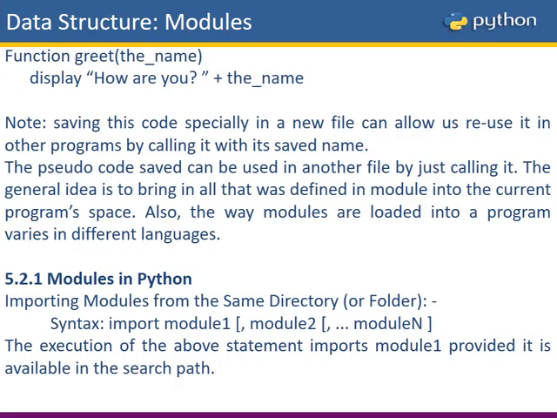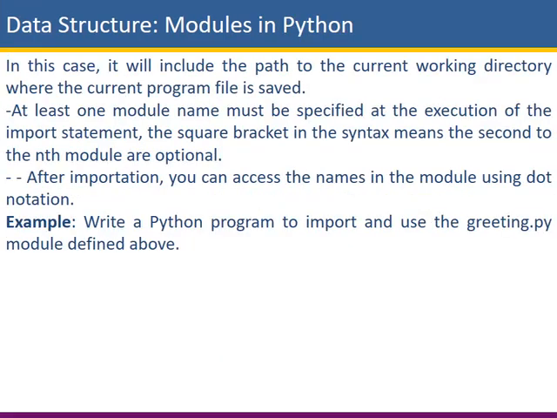And I said in Introduction to Python Programming that the search path is a list of directories that the interpreter searches before importing a module. So in the execution of that statement, import module1, you have to check that the module is available in the search path. In this case, we include the path to the current working directory, where the current program file is saved.